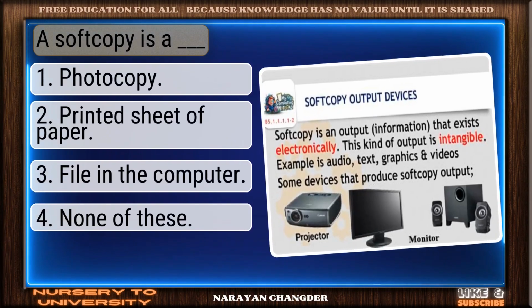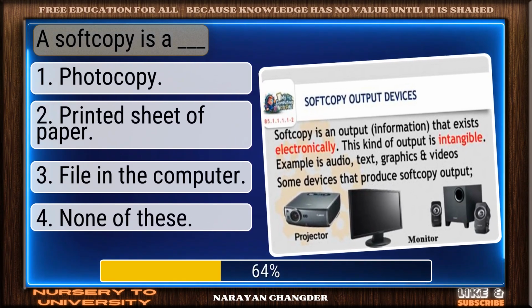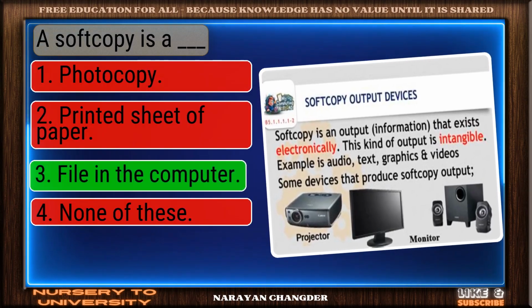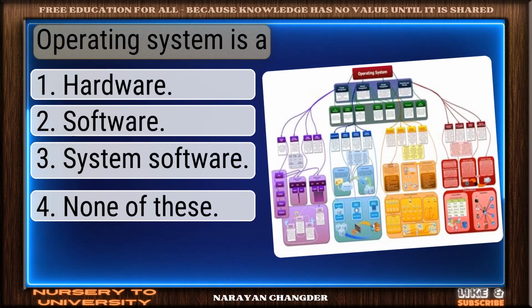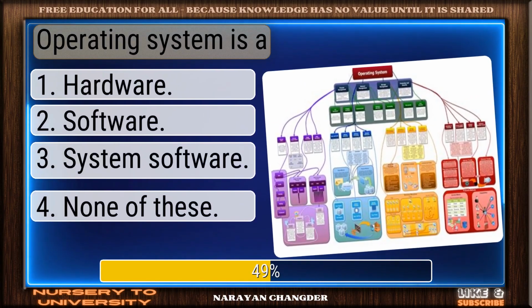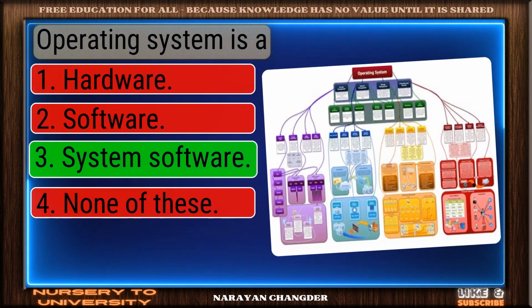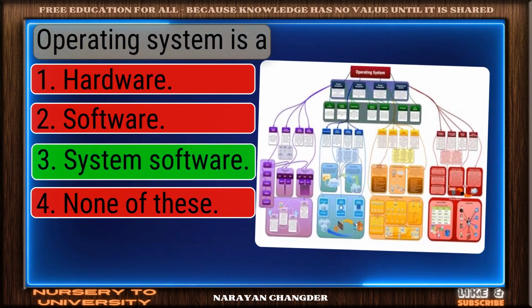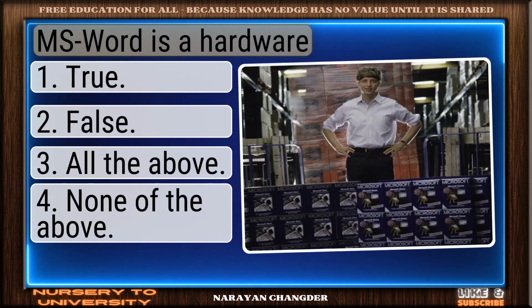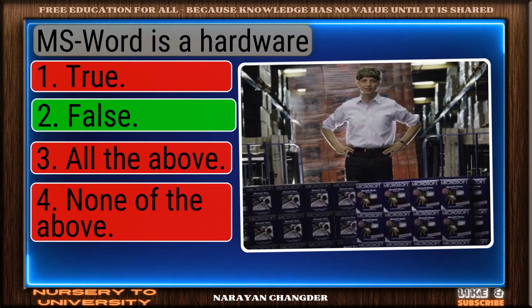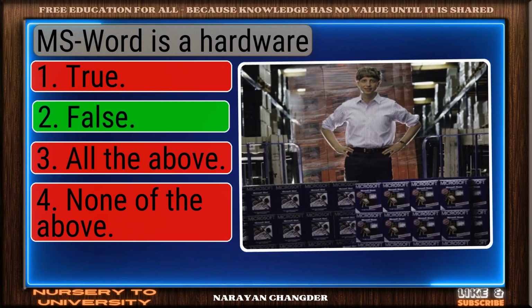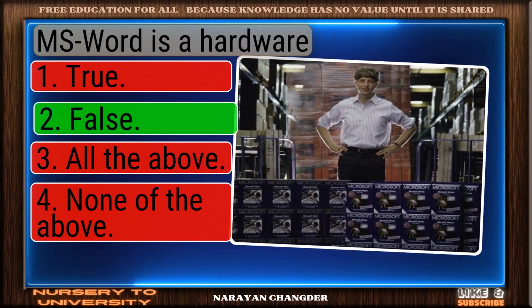A soft copy is a dash. Correct. File in the computer is the right answer. Operating system is. On track. System software is the correct answer. Mouse is a hardware. Sharp thinking. False is the right choice.